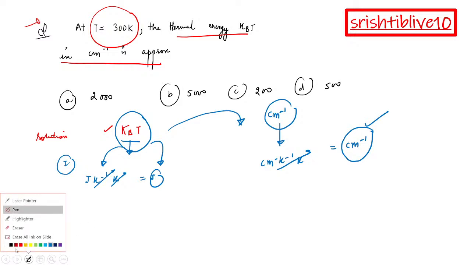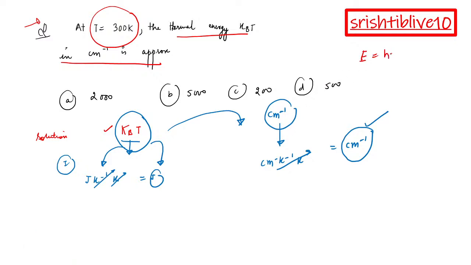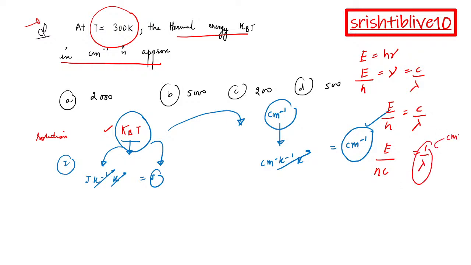How can I say that centimeter inverse is also an energy expression? Because we know E equals h nu. If I divide E by h, we get nu. And how can I write nu? c by lambda. So E by h equals c by lambda. Now I have to get the centimeter inverse, so I take this c over here. So E by hc equals 1 by lambda, and the unit of 1 by lambda is centimeter inverse.